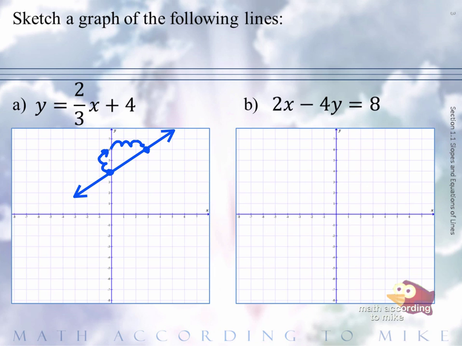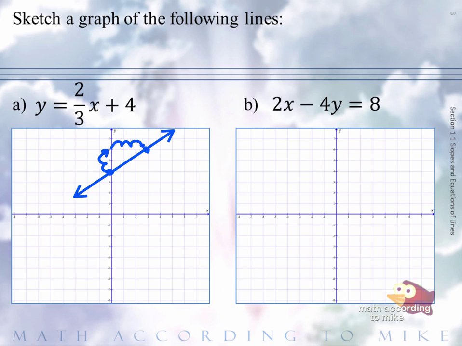Now we could have also made xy charts. We could have also found intercepts. However, since it's in the y equals mx plus b format, the fastest way, not necessarily the most accurate way, the fastest way is to use the slope and the y-intercept.